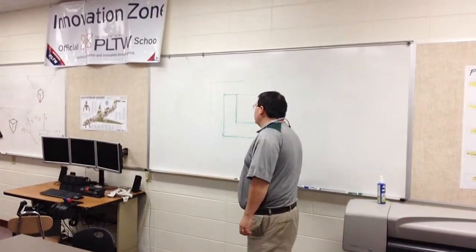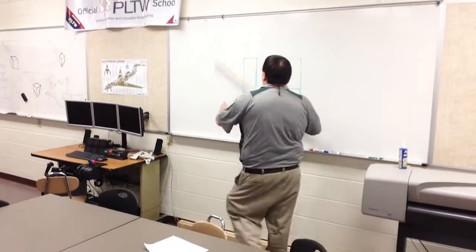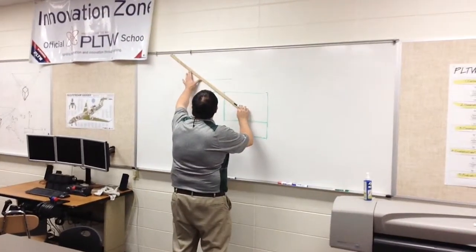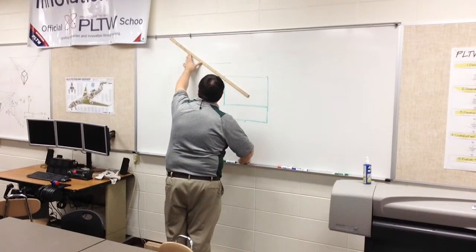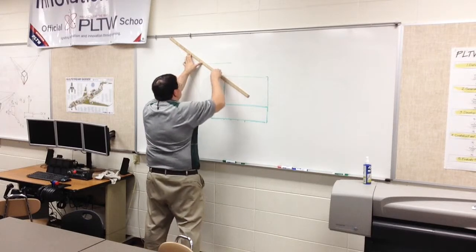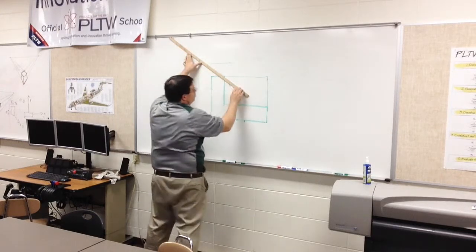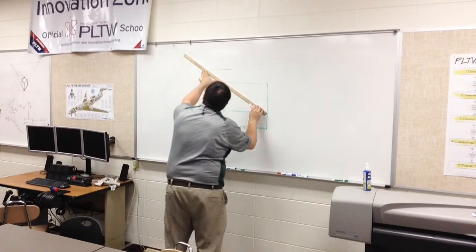So grab your ruler, and again, these are construction lines, so they're lighter than your other lines. You're drawing a construction line to the vanishing point, and don't worry about going through your object. My ruler isn't quite long enough, so I'm just going to have to do my best.